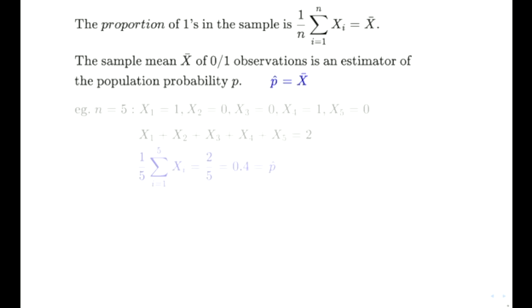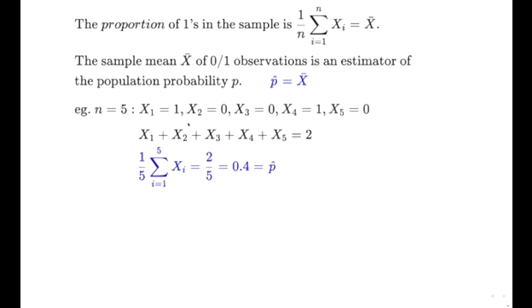So why is that? Well, I'll show you the numbers first. Just talking about these ones and zeros, you can see that if you add them up, you get 2. And there's 5 of them, so if you go 2 over 5, it's telling you that 0.4 or 40% of these numbers right here are equal to 1s.